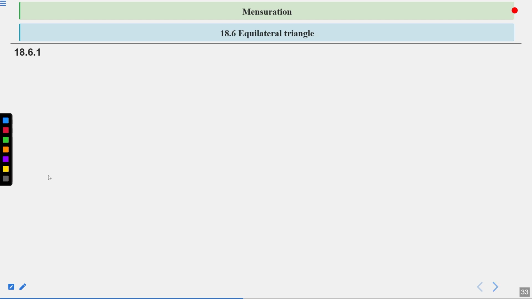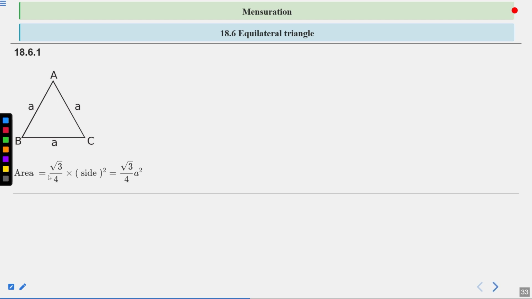Next, equilateral triangle. So first formula 18.6.1 of the equilateral triangle. A triangle whose all sides are equal, we know that, is called an equilateral triangle. So this is the diagram. Now we can calculate the area. Area is root 3 by 4 into side square. So if the side is a, we can say that root 3 by 4 a square.